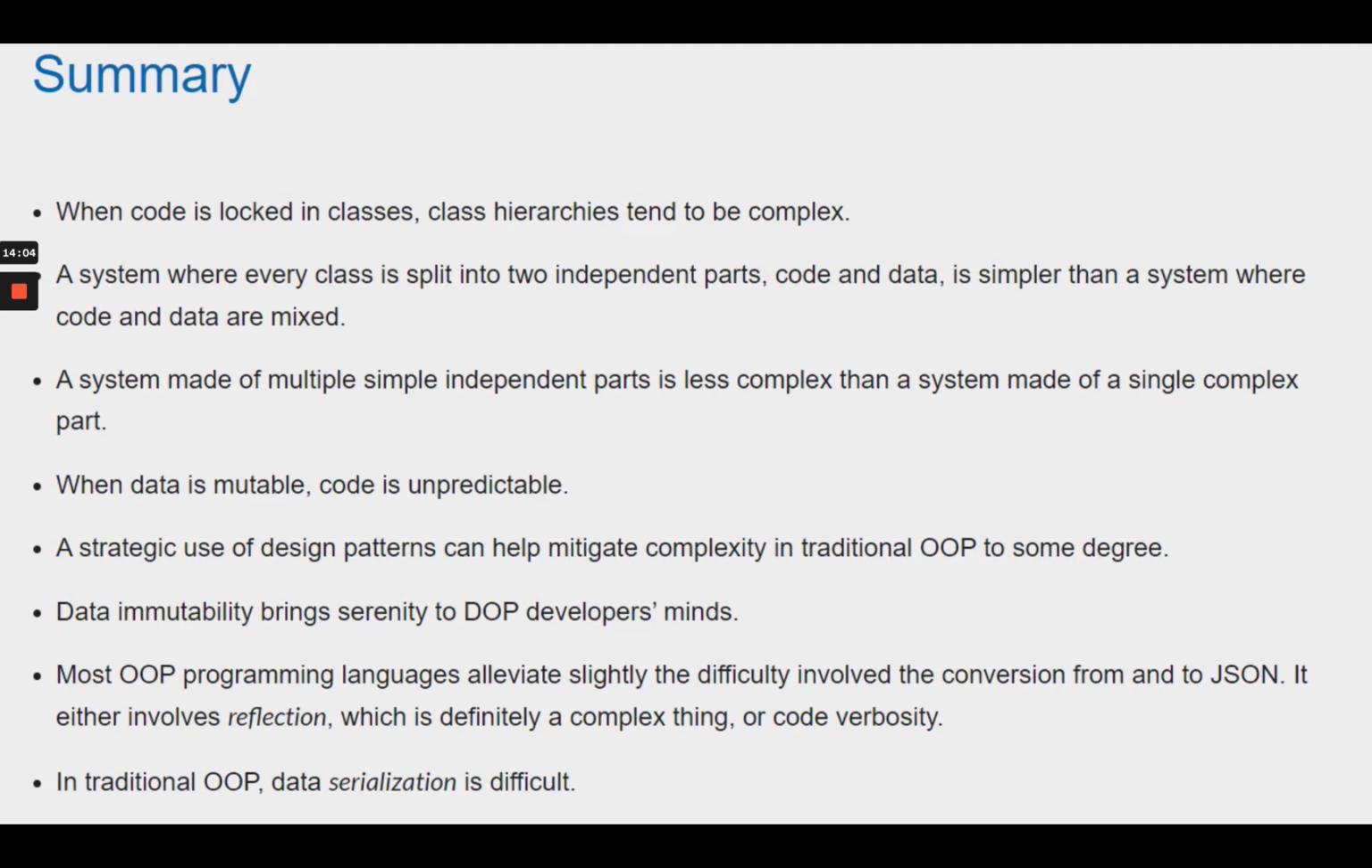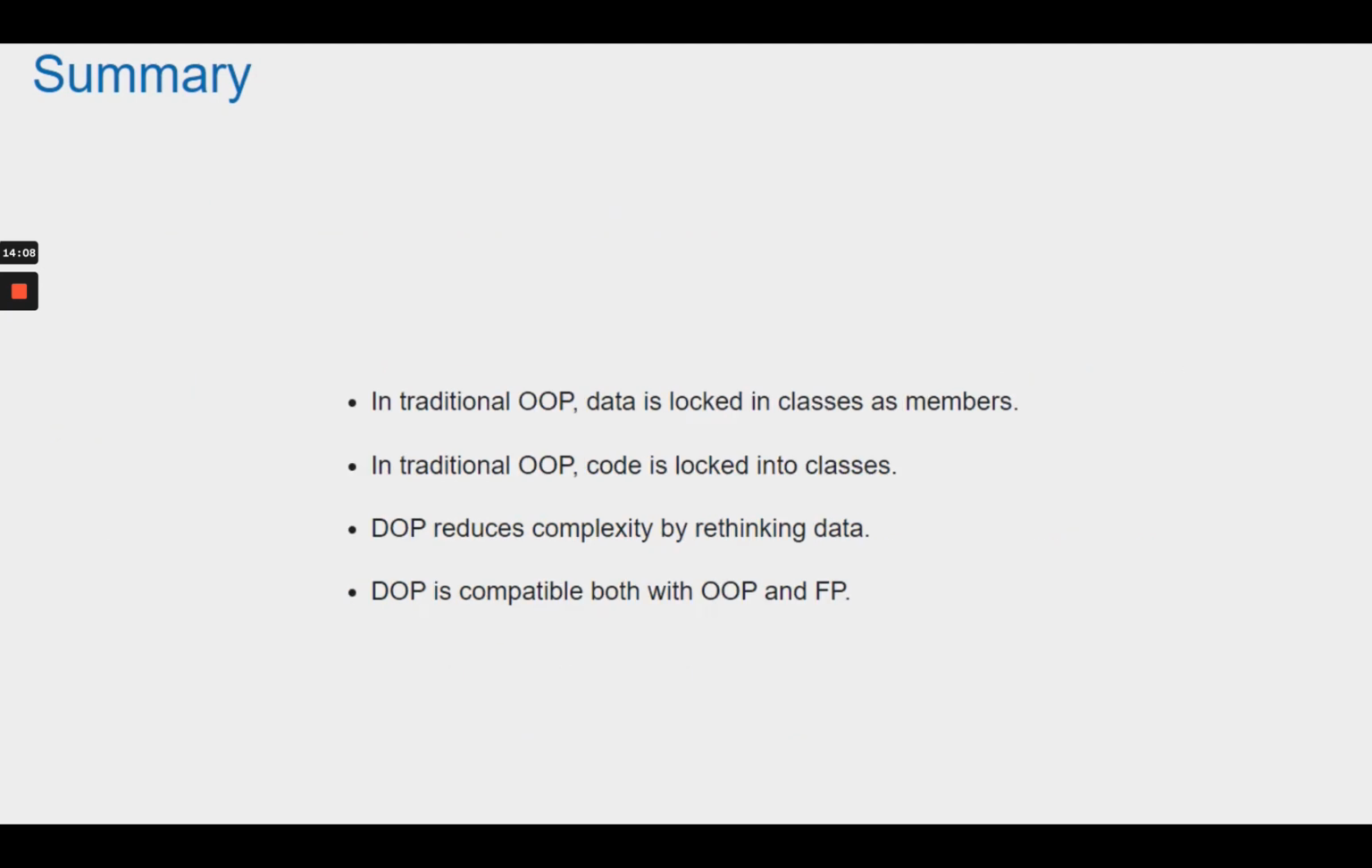In traditional OOP, data serialization is difficult. In traditional OOP, data is locked in classes as members. In traditional OOP, code is locked into classes. DOP reduces complexity by rethinking data. DOP is compatible both with OOP and FP.